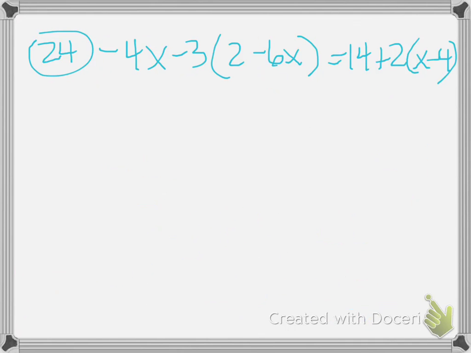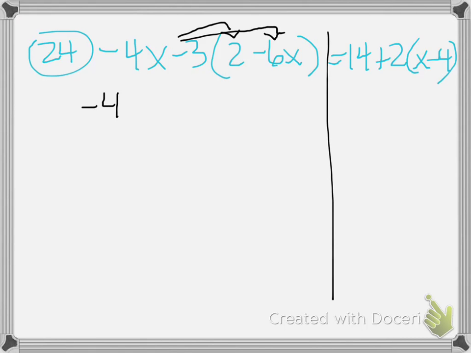Next is 24, and I have this long equation, and I have parentheses, so I need to do distributive property first. So that means I'm going to distribute my negative 3 to 2 and to the negative 6x. So the negative 4x I'm just going to bring down right here. So negative 3 times positive 2 is negative 6. I'm going to write minus 6. Now I'm going to go negative 3 again times negative 6x. Negative times a negative is a positive, so that's going to be plus 18x, like that.